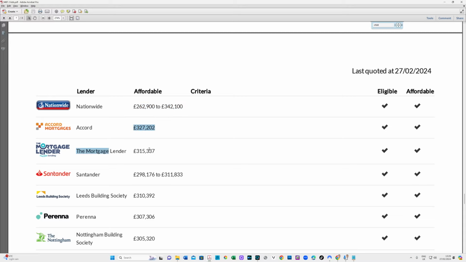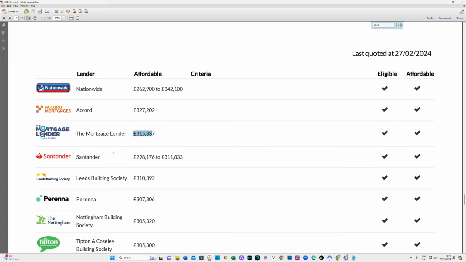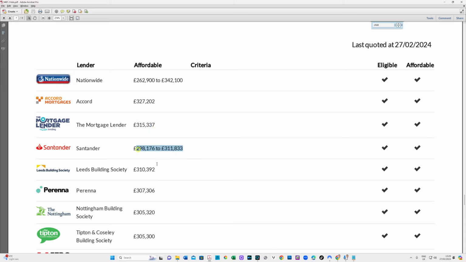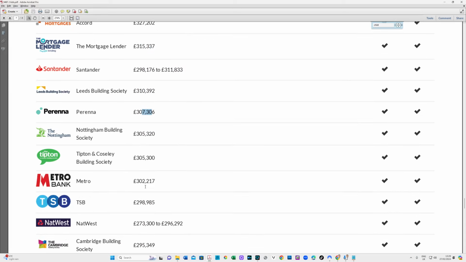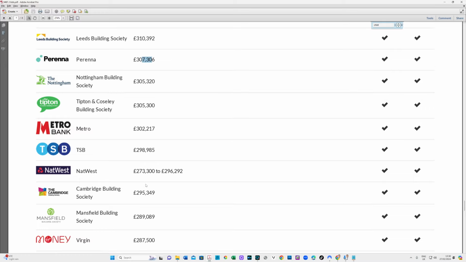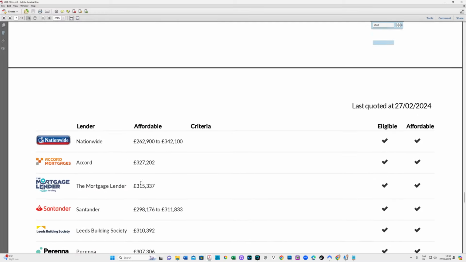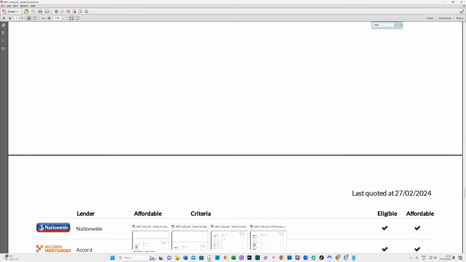You've got Accord coming back at 327, and then you've got the specialist lender. You wouldn't really go there. It's only really if you've got some specific problems, because the rates will be higher. And you've got the various other lenders, again, coming back there or thereabouts. So there's still a number of options with two kids and some child benefit.